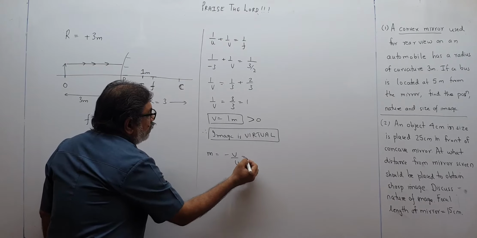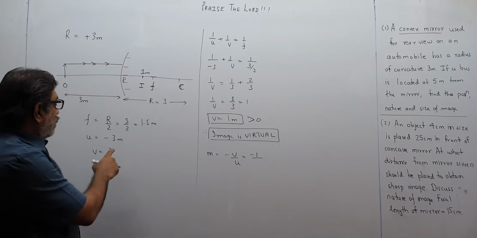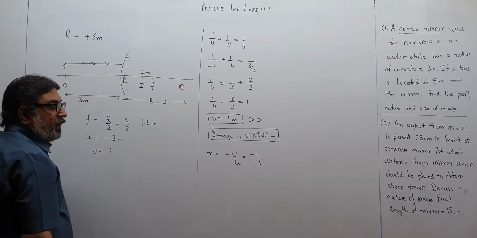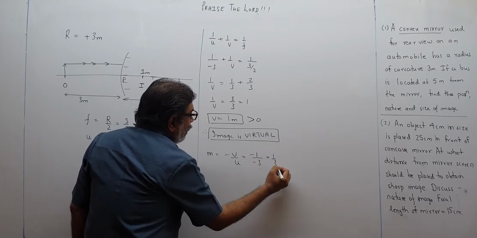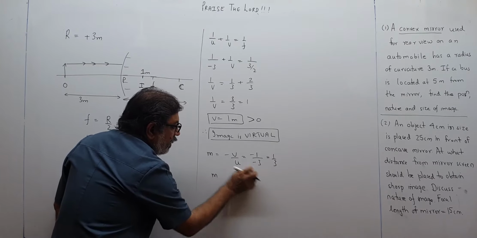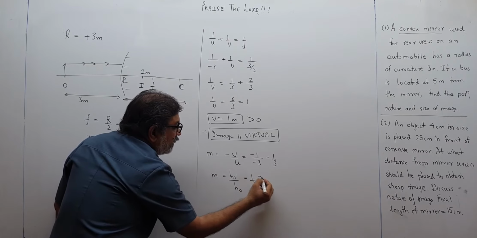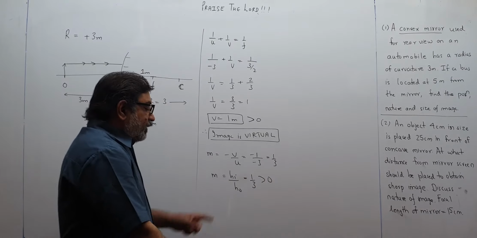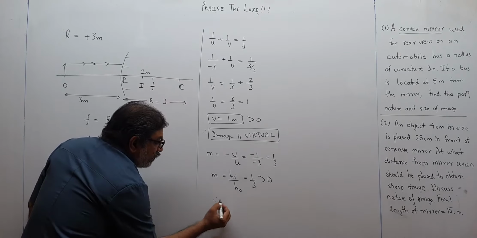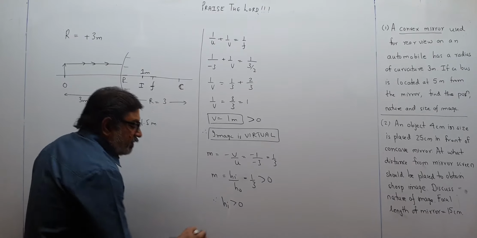That is minus V upon U. Minus V means minus 1 upon U, which is 3 meter. So U is minus 3 for us, because U we have to take minus 3. So this is 1 by 3. So M is positive, which is actually M equal to HI upon HO. That is 1 by 3, that is positive. H is always positive. Therefore HI will be positive. So once HI is positive, that means image is erect.